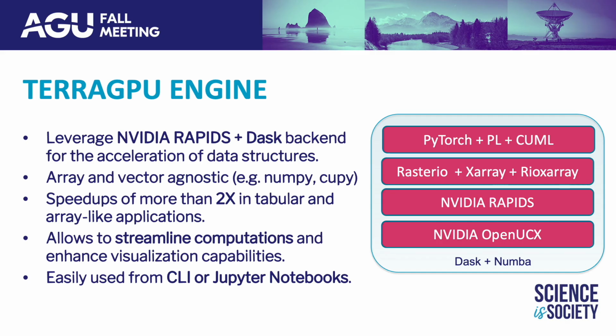But then the entire library is just array and vector agnostic. So you could use NumPy, CuPy, or any other object that has the array function built in. And some of the top layers of the infrastructure are Stereo, Xarray, and Dask-Xarray, plus PyTorch and cuML, which is another NVIDIA RAPIDS library for machine learning computations.